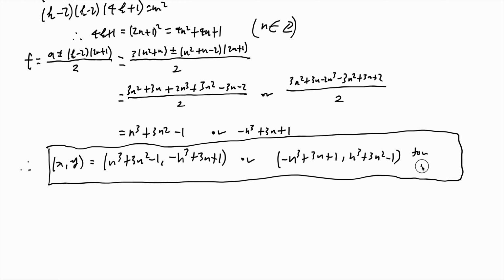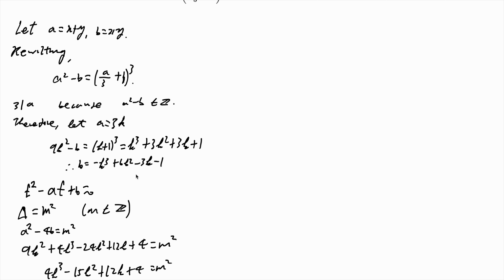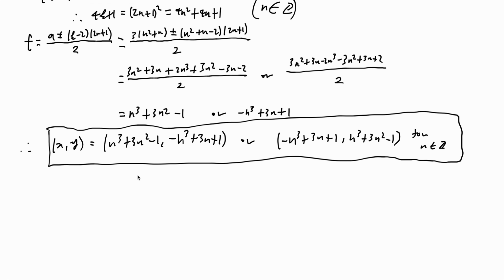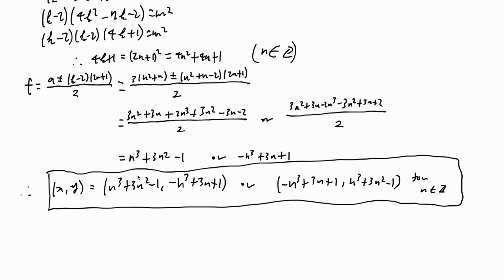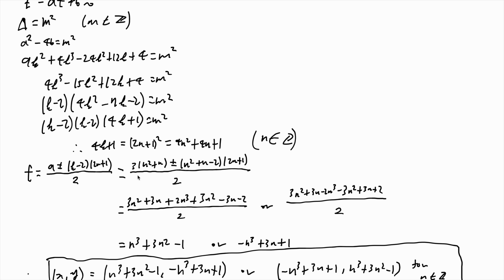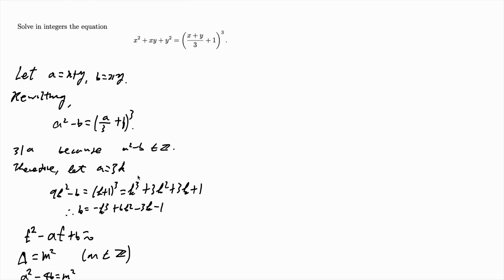For an integer n. So this is our answer, but I'm going to now show why this is the only answer. Throughout the video, you might be like, how do we know that this is the only answer, the only solution? Because we just kept moving on to the next step, but we didn't really prove that that is the only solution.